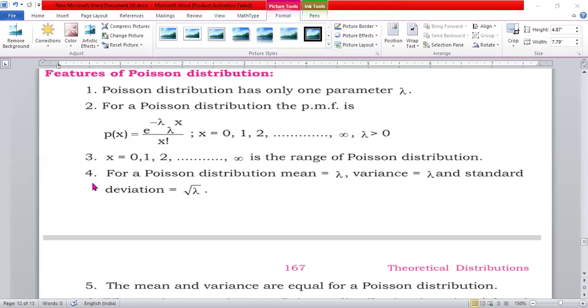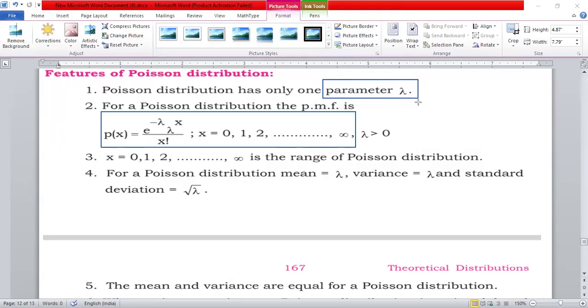The first one: the PMF of the Poisson distribution is P of x is equal to e to the power of minus lambda, lambda to the power of x by x factorial, where x follows 0, 1 to infinity. I repeat the PMF: P of x is equal to e to the power of minus lambda, lambda to the power of x divided by x factorial, x follows 0, 1 to infinity. The Poisson distribution has parameter lambda.